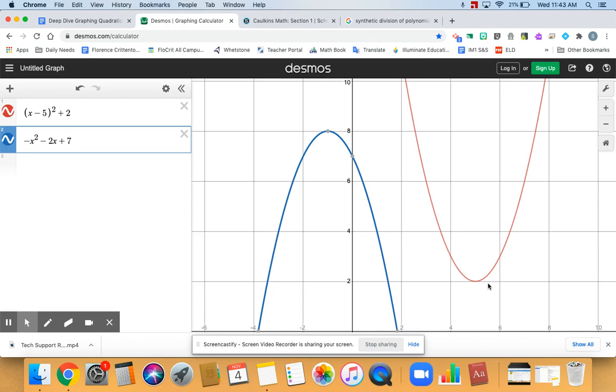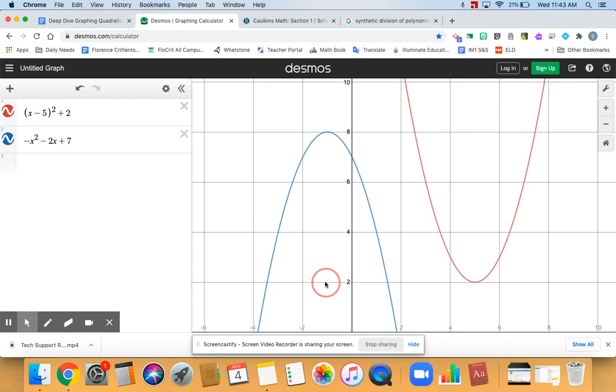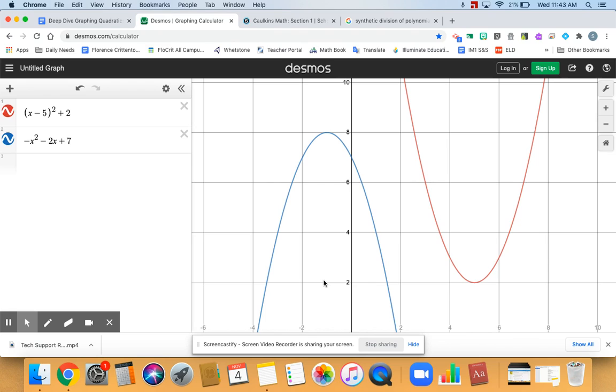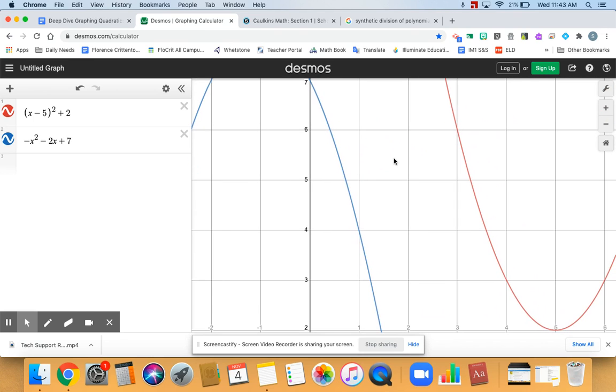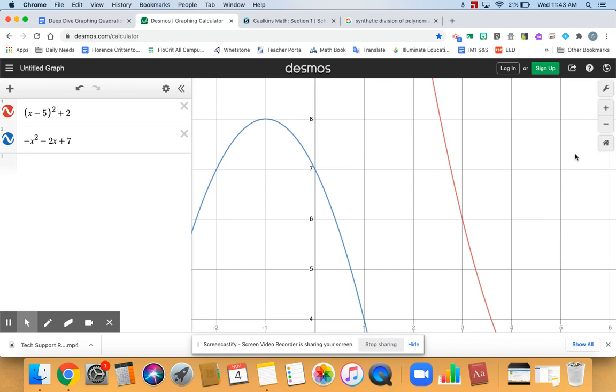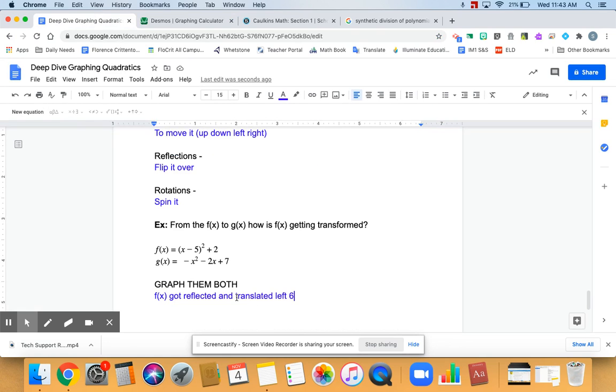Again, it didn't only go left 6, or else it'd be down here. It also went up or down. It went up, and then how many? This one's at 2, and this one's at 8. It's going up. 1, 2, 3, 4, 5, 6 to get to this 8. So f of x got reflected and translated left 6 and translated up.